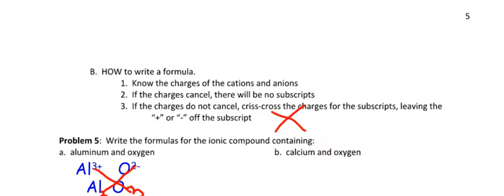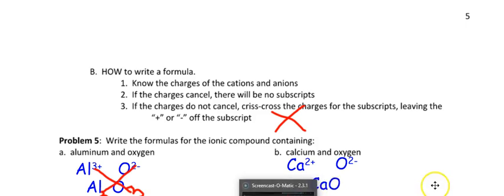So what about the next one? What's the charge of calcium? Look it up on your periodic table. Hopefully you got a 2+. Oxygen again. Do the charges cancel out? Yes. Then what happens here? Nothing. There's no subscript. It's just CaO. Okay, so what's next?